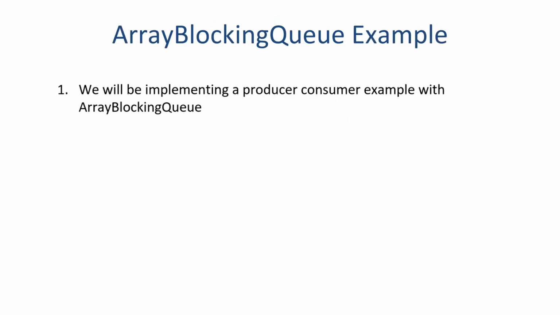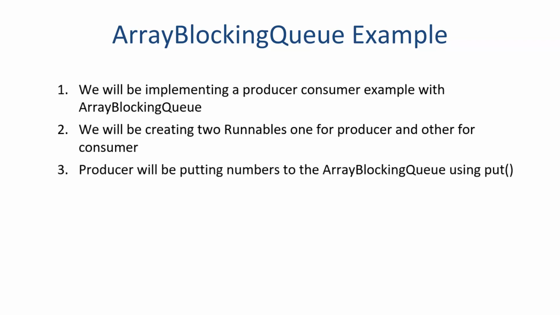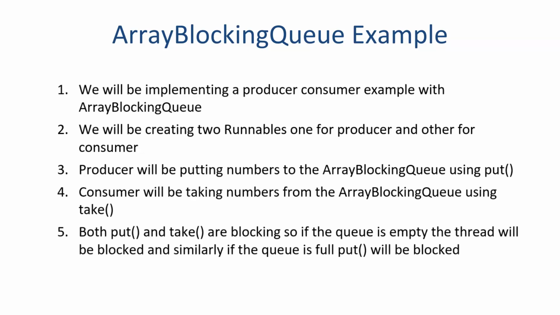ArrayBlockingQueue example. We will be implementing a producer-consumer example with ArrayBlockingQueue. We'll be creating two runnables, one for the producer and the other for the consumer. The producer will be putting numbers into the ArrayBlockingQueue using put. The consumer will be taking numbers from the ArrayBlockingQueue using take. Both put and take are blocking, so if the queue is empty, the take will be blocked, and similarly, if the queue is full, put will be blocked. Now let's implement this example in IntelliJ.